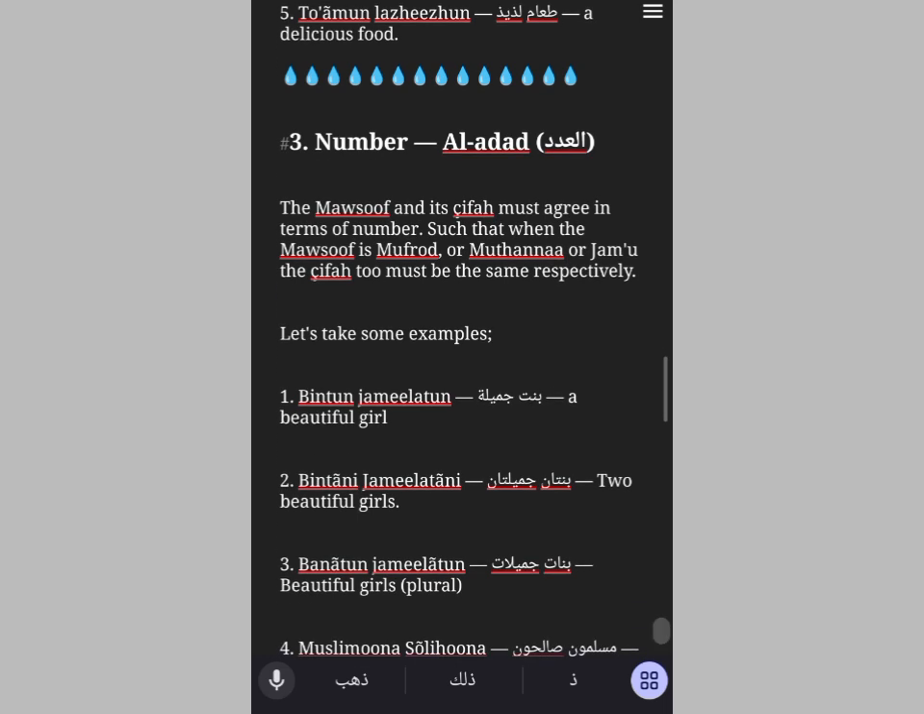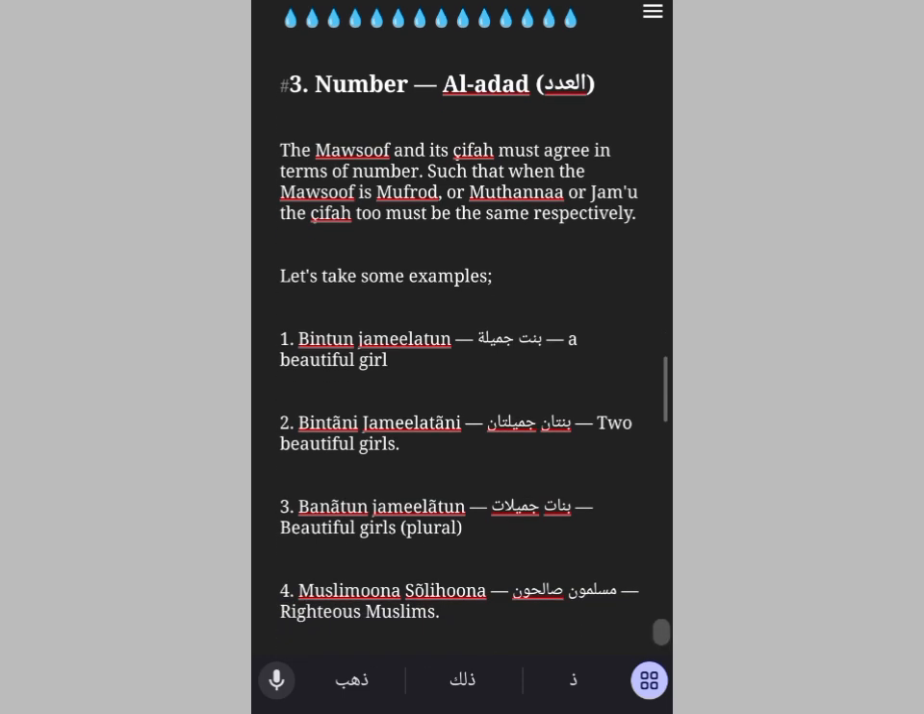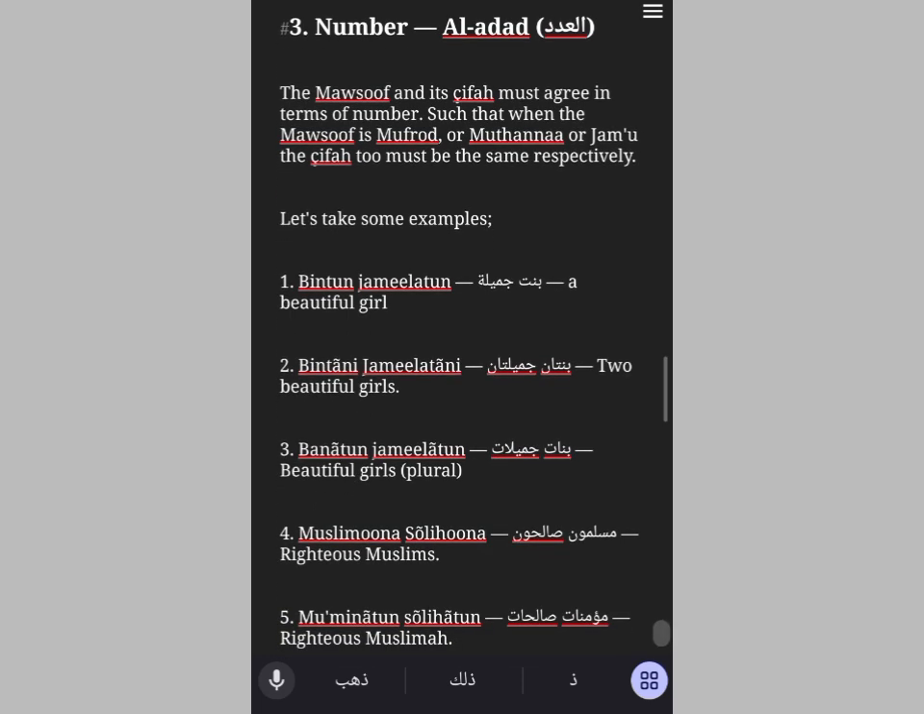Let's look at the third category, which is number, al-adad. When your mawsuf is one or singular, then your sifa must be singular. And if it's two, must be two. If it's more than that, your sifa must also indicate this. Now let's look at singular. Bintun jamila, a beautiful girl. Bintani jamilatan, two beautiful girls. Banat jamilat, many beautiful girls.